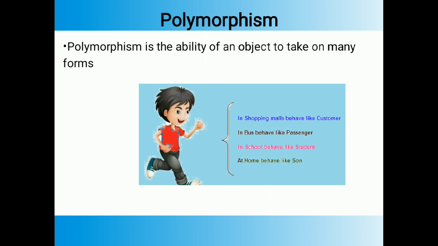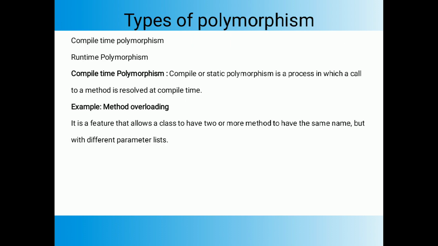Polymorphism. Polymorphism is the ability of an object to take on many forms. Example, a person in a shop is a customer, the same person in a bus is a passenger, the person in school is a student, and the person at home is a son. Types of polymorphism are compile time polymorphism and runtime polymorphism.